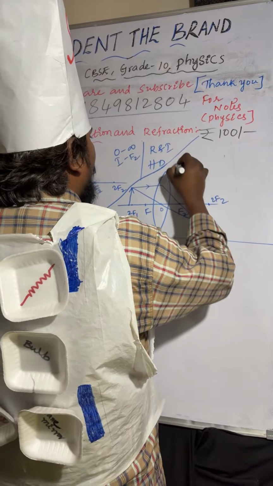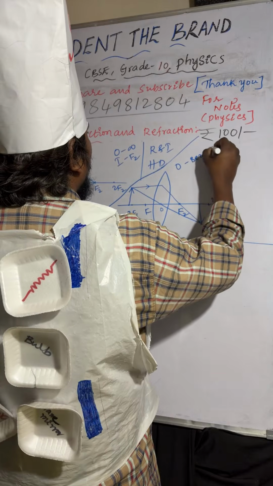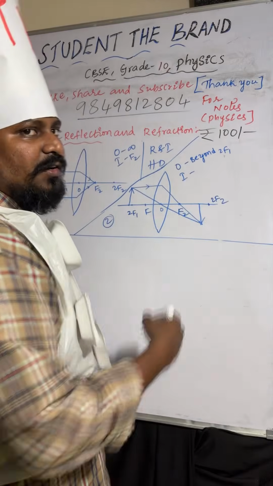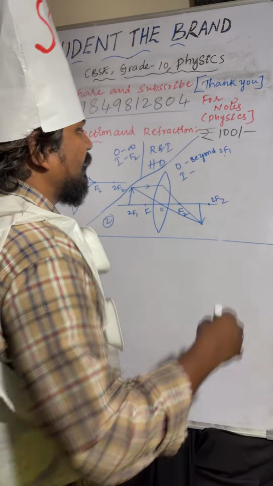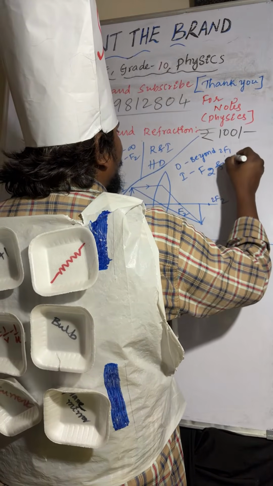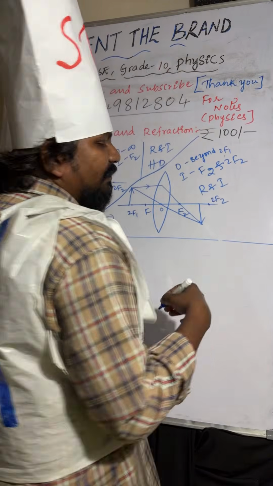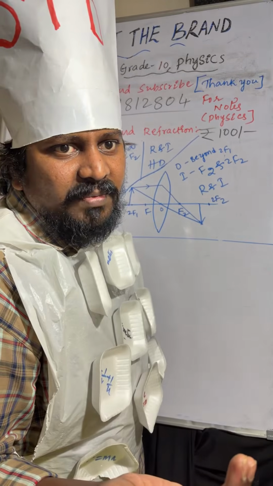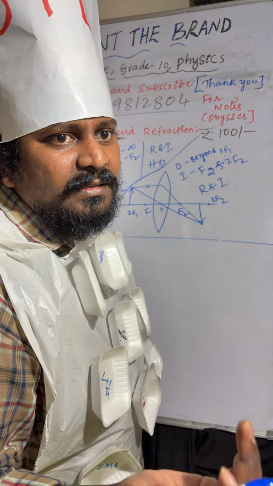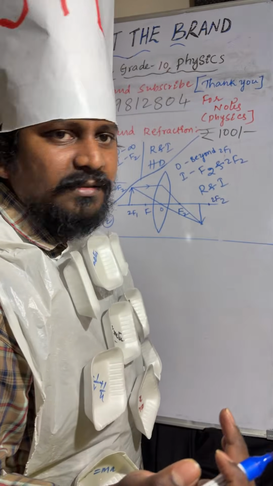So object is placed beyond 2F1. Beyond 2F1, image is forming between F2 and 2F2. Nature of the image is real and inverted. Size of the image is diminished.